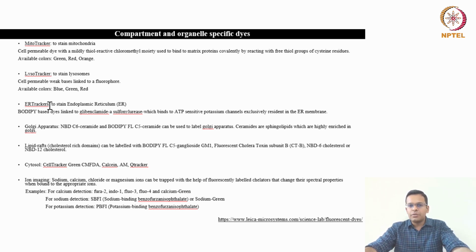ER tracker dyes are used to stain the endoplasmic reticulum. There are some dyes available for labeling Golgi apparatus, lipid rafts, cytosol, and even to label some ions like sodium, calcium, chloride, and magnesium ions can be tracked with the help of fluorescently labeled chelators that change their spectral properties when bound to the appropriate ions. So let's say for calcium detection, Fura 2 or Indo 1, Fluo 3 or Fluo 4 and calcium green, these are different dyes available which bind to the calcium ion, and you can actually see the flux or the dynamics of the calcium uptake in the cell.